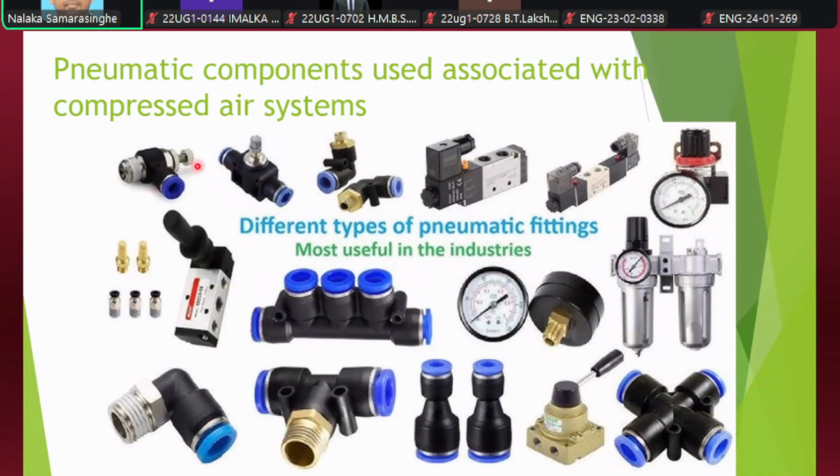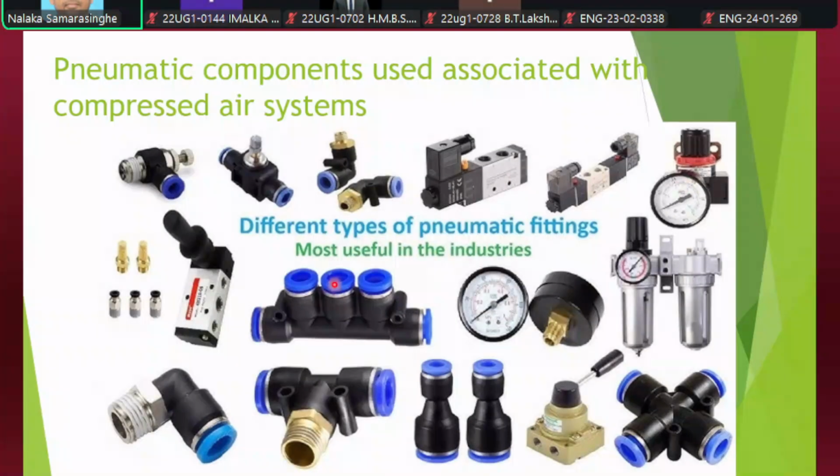So you should know the flow regulator and pressure regulator. Here we don't reduce the pressure. We just reduce the flow rate of the air supply. And with this one, you can reduce the supply pressure.